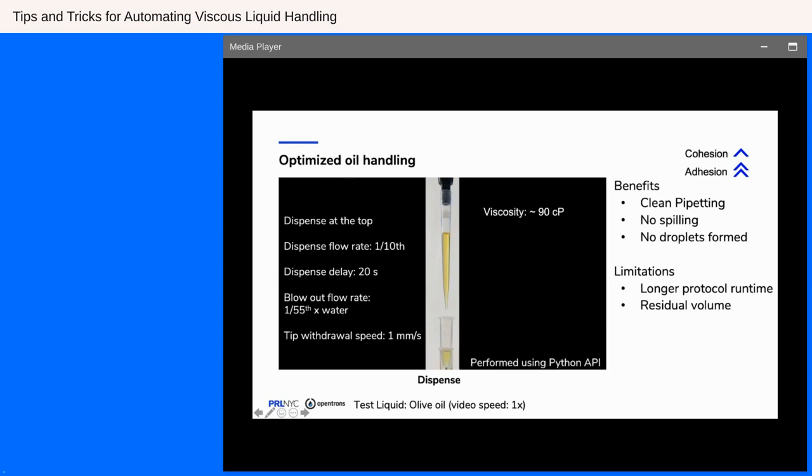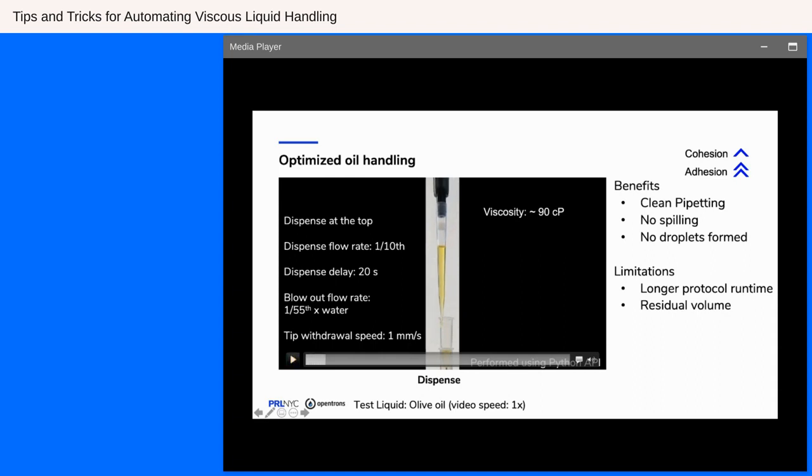As I told you, it has a very high affinity to the wall of the tip. And oils also behave similar to surfactants such that they will keep on sticking to the tip inside for a longer period of time. So there will be some residual volume left, but it's less compared to what we saw in the case of surfactant. And we are going to dispense at the top just to take advantage of the adhesive forces so that the liquid quickly sticks to the labware while it is flowing from the tip. So let's take a look.